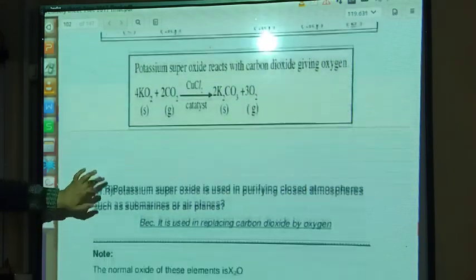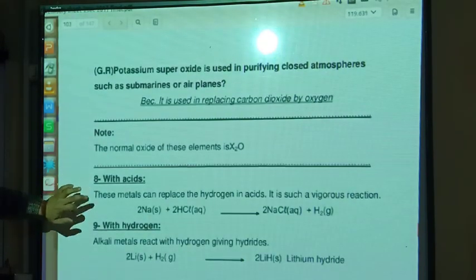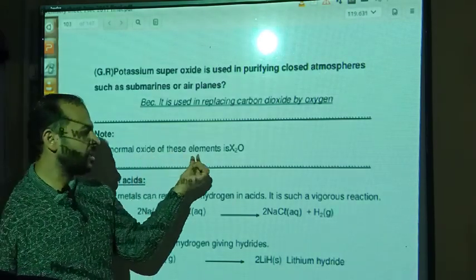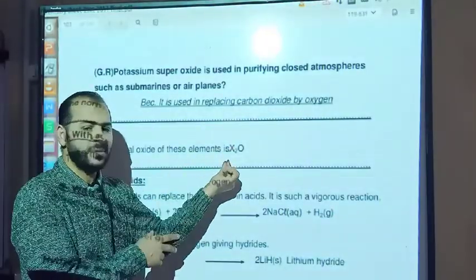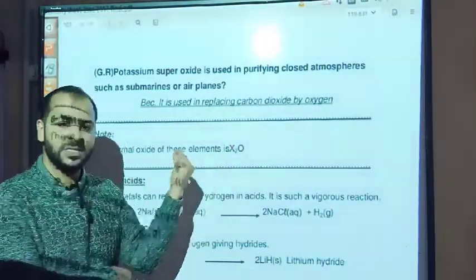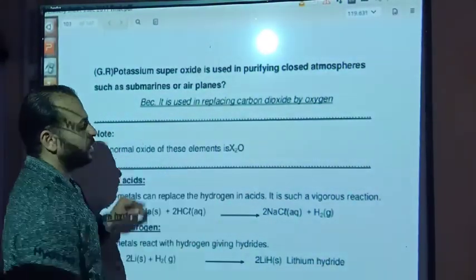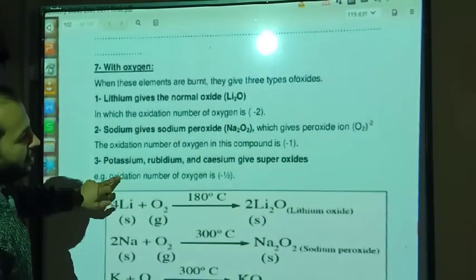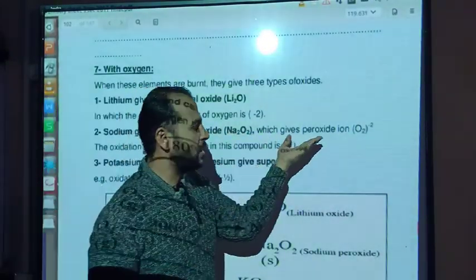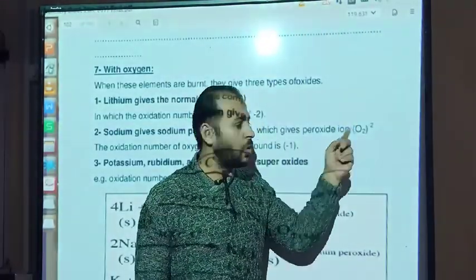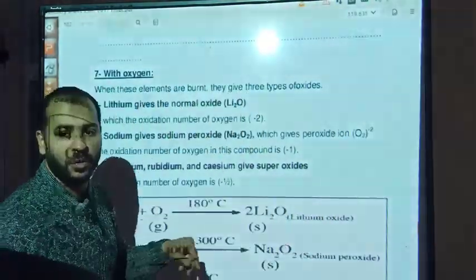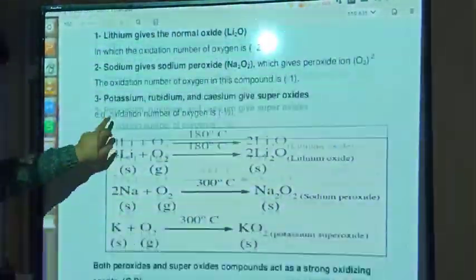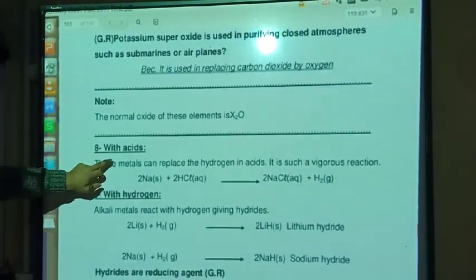Now let's speak about the reaction with acids. But first, you must know that we have the normal oxide as X2O. Why? Because elements of group 1A are monovalent, while oxygen is divalent. So the normal oxide is X2O. I want to remind you of that. Peroxide ion is O2 negative 2, so the oxidation number of oxygen here is negative 1. Negative 2 divided by 2 gives negative 1.